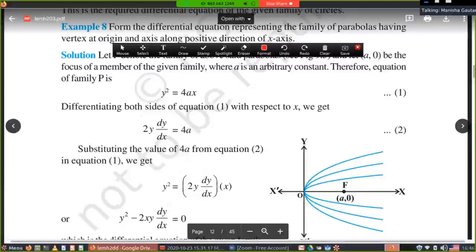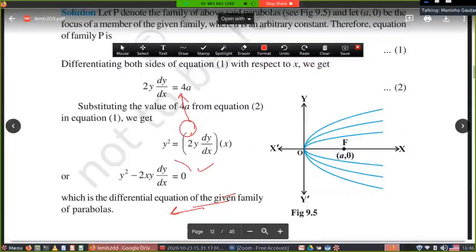Here is the value of a. Put the value of a here. You can put it directly in place of 4a. The value is this one, and this is the required differential equation.